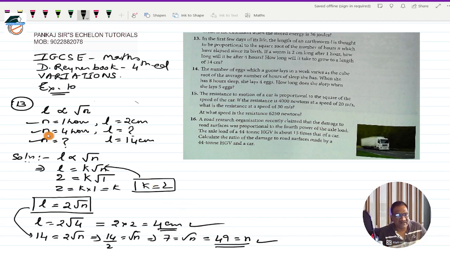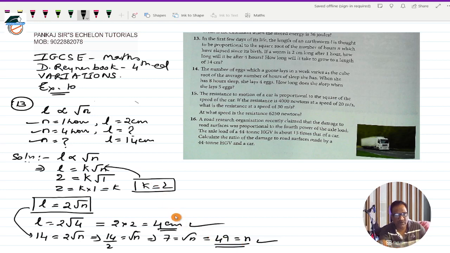So when the earthworm is just 4 hours old, 4 hours after the birth, the length of the earthworm is going to be 4 centimeter. And the number of hours after which the length will be 14 centimeter, that if you have to find out, then that number of hours will be 49. After 49 hours, the length of the earthworm will be 14 centimeter.